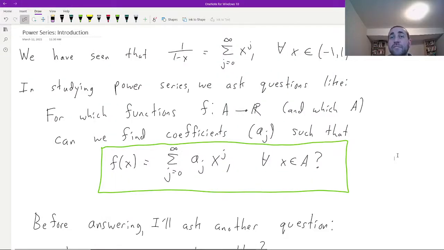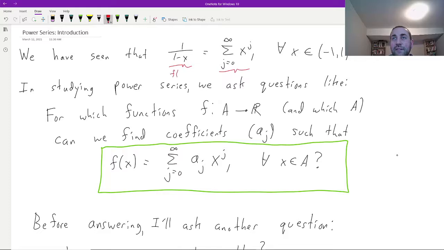So this video is an introduction to power series. We've actually already seen power series in the last few videos. For example, we have the identity that 1 over x is equal to this infinite sum from j equals 0 to infinity of x to the j, at least for all x between -1 and 1. And so more generally, power series are identities that look like this.